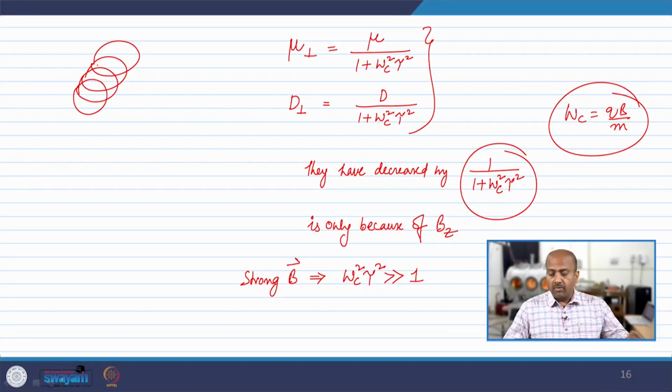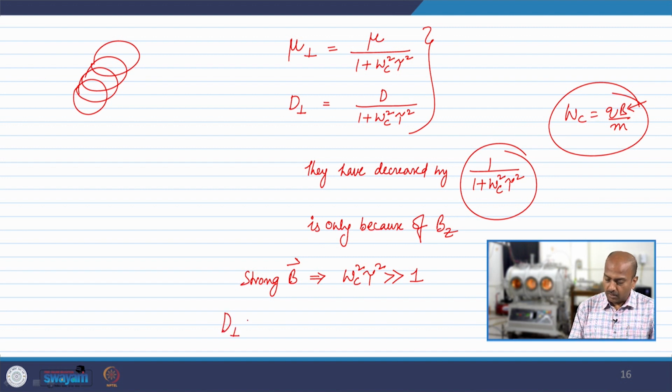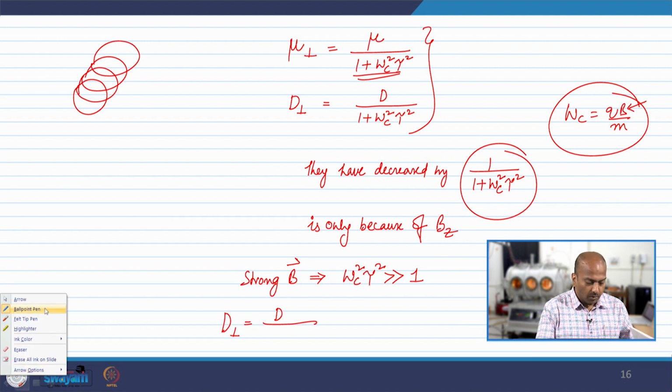So, these two things are exactly kind of opposite to each other. One is telling you how much time it will require between two successive collisions, and the other is telling you the frequency of the motion of the particle between collisions. But when you consider the magnetic field to be very, very strong, the numerator qB by m becomes very large, so omega c square tau square will become much larger than 1. So, the perpendicular diffusion coefficient can be written as D by, because earlier all of this that appears in the denominator is just a number, since you are adding it to 1. It is a scaling factor.